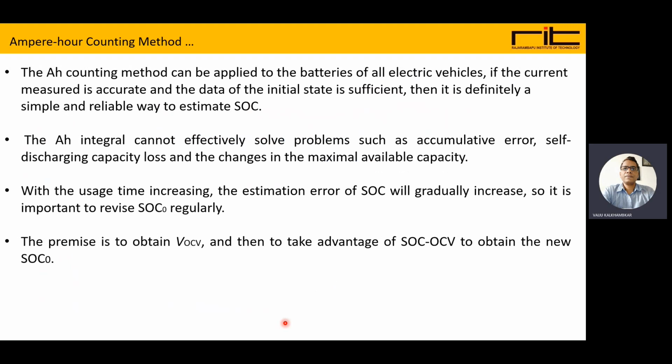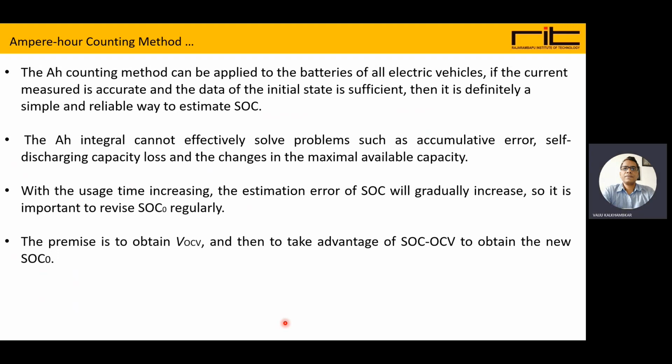The ampere hour counting method can be applied to the batteries of all electric vehicles if the current measurement is accurate and data of the initial state is sufficient. Then it is definitely a simple and reliable way for the estimation of state of charge. The ampere hour integral cannot solve problems such as accumulative errors, self-discharging, capacity loss, and the changes in the maximum available capacity. So there may be certain errors because of the self-discharge.